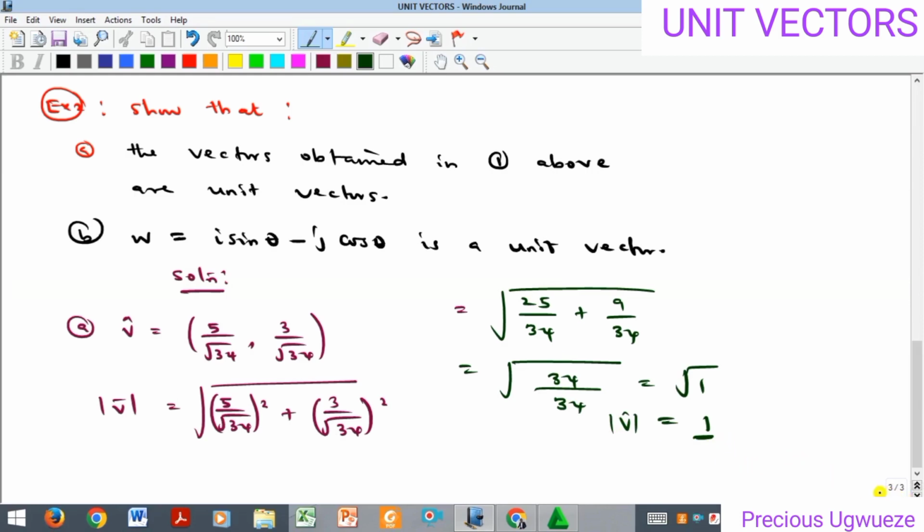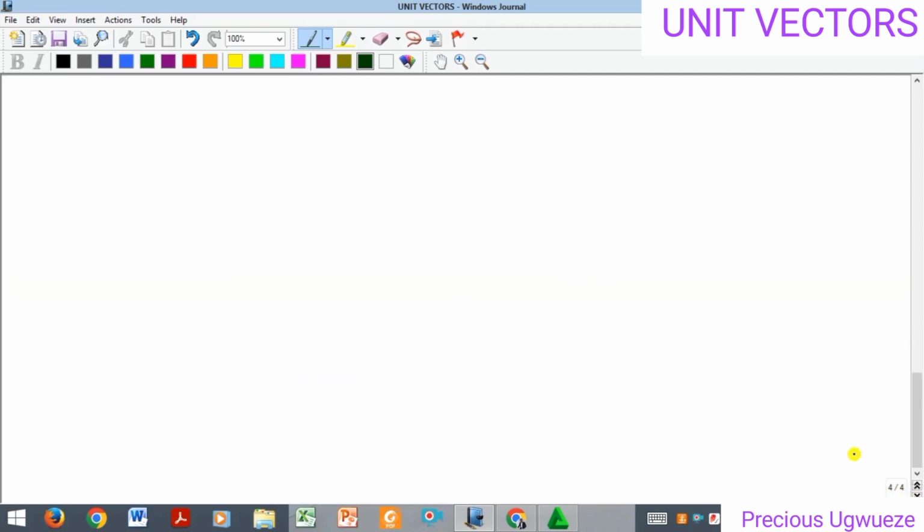Please take time to do the other two, that's the B and C. Show that they are indeed unit vectors. Now we go to example 2B. 2B says that we should show that W, which is the vector i sin theta minus j cos theta, is a unit vector indeed.